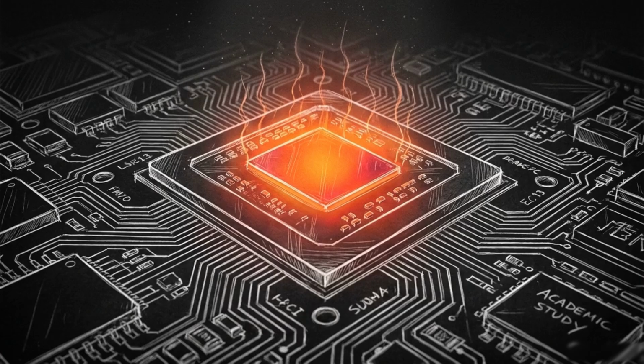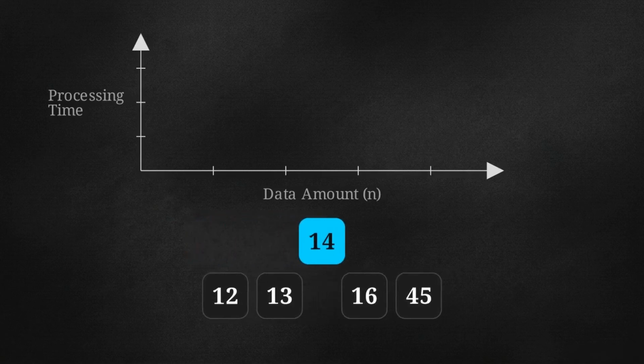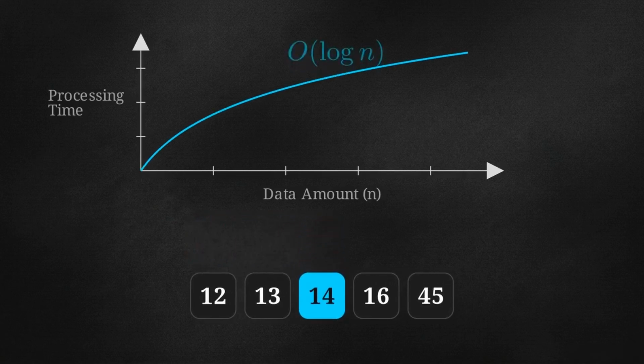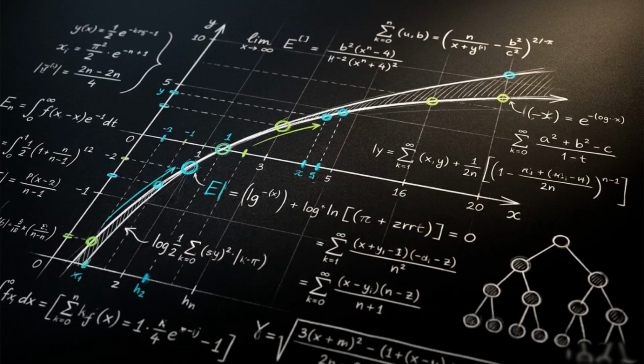Beyond file size, we must also consider the computational resources required to build the tree. The performance overhead is dictated by the min-heap operations. Because the processor must continuously extract nodes and reinsert them into a sorted array, the processing time scales logarithmically with the amount of data. In academic terms, the time complexity of Huffman coding is O(n log n), and its space complexity is O(n).